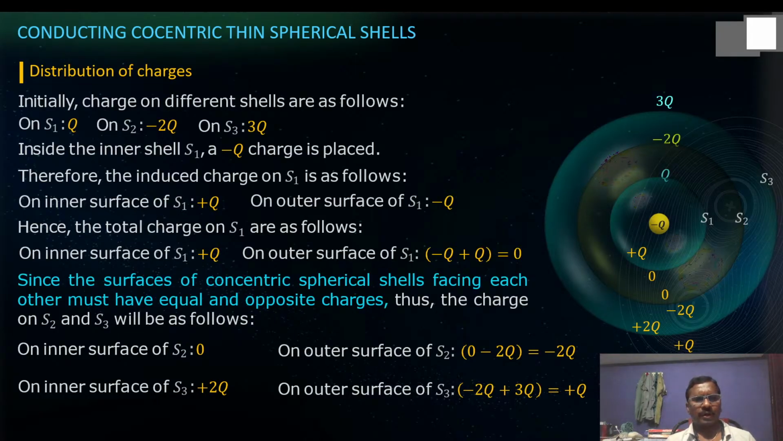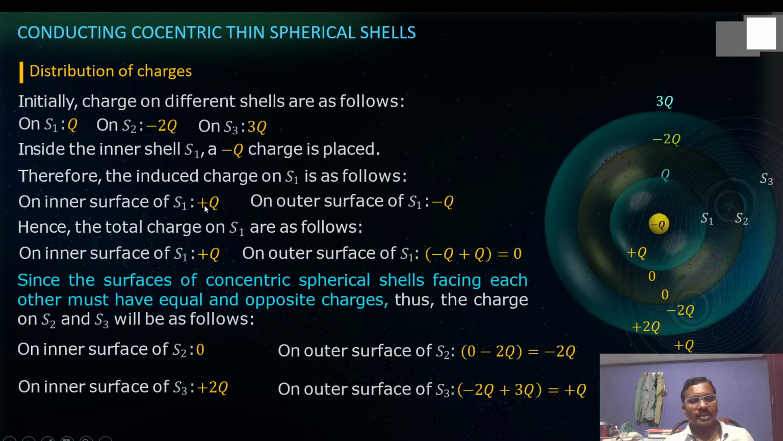Distribution of charge. Now, conducting concentric thin spherical shells. The charge is inside S1, S2, S3. What is the S1 charge, S2 charge, S3 charge? Initially the charge on the different shells is as follows: S1 is Q, S2 is minus 2Q, S3 is 3Q. Inside the inner shell S1, a charge of minus Q is placed. Therefore the induced charge on S1 is as follows.